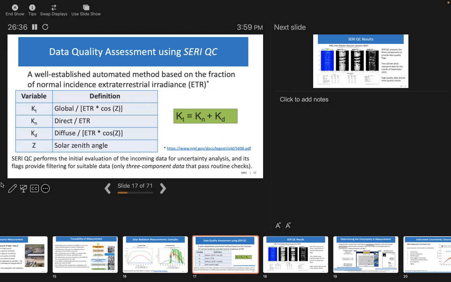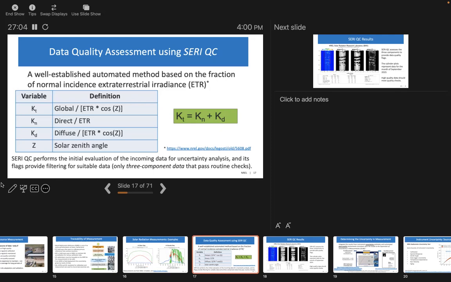Essentially, what it does is, again, using the same concept, KT. So look at KT, it's just a normalized value of the GHI. So it's global divided by the extraterrestrial radiation multiplied by the zenith angle. And so ultimately we normalize these. So KT is for global, KN is for direct, and KD is for diffuse. And KT is equal to KN plus KD. Ultimately, we are normalizing it, but this is a closure equation.